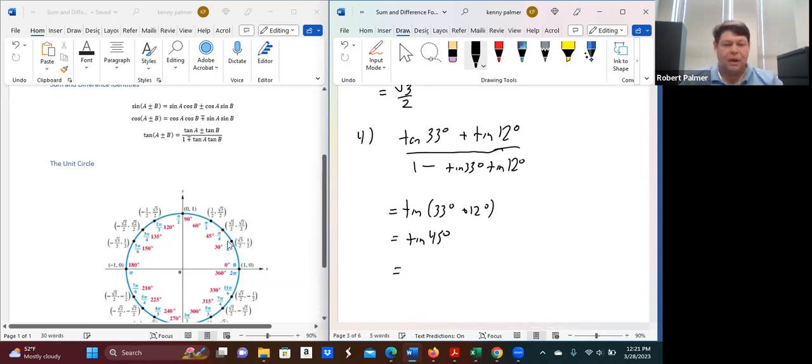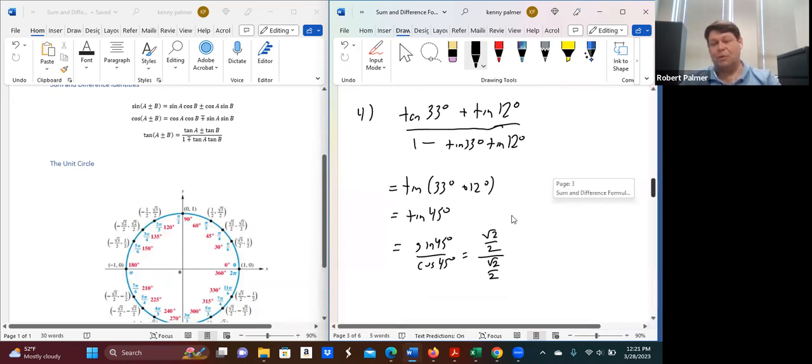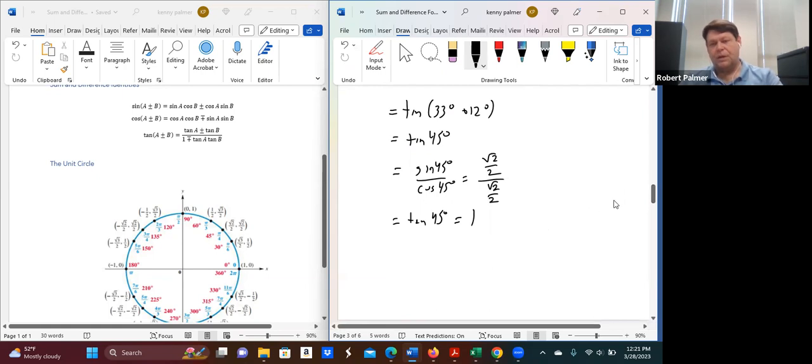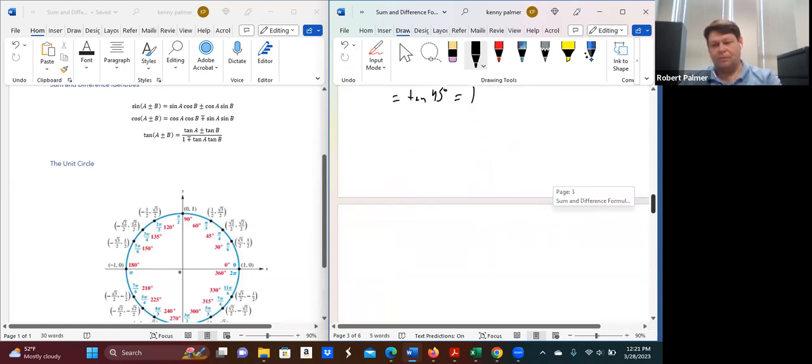Okay. And if we look at 45 degrees, our tangent is the same as the sine of 45 over the cosine of 45. And in this case, that's just the square root of 2 over 2 in both cases. And so the tangent of 45 degrees is just equal to 1. Okay. All right. Let's take a look at one more example.